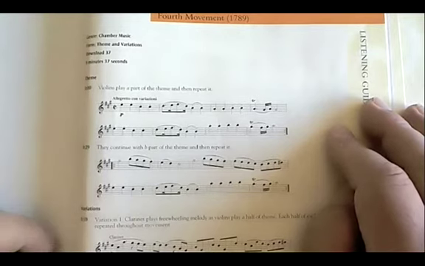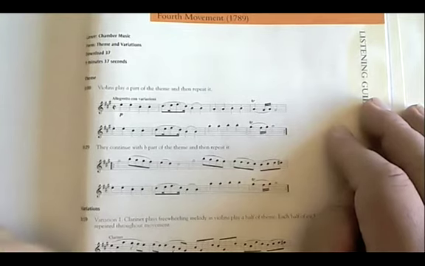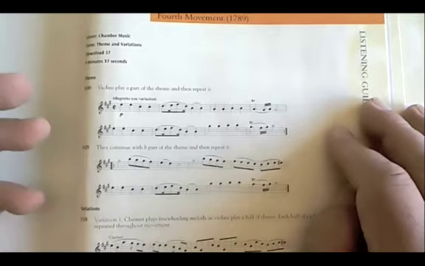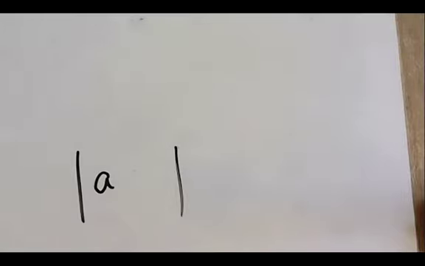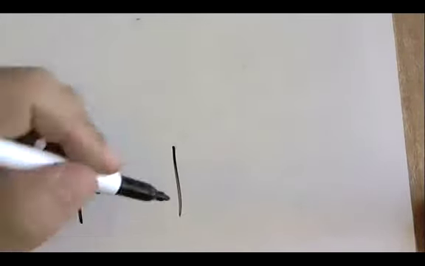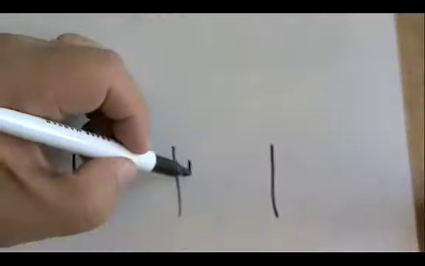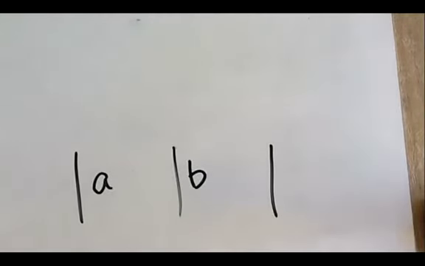This is set in cut time, so it's like 2, 1, and 2, and 1, 2, dun, dun. Sort of a bright, jaunty kind of thing. But the form is the same. Let's review what binary form is. We're going to have an opening section, right? And inside it's going to have A or beginning material. And then in the second half, it's going to have B or different material.